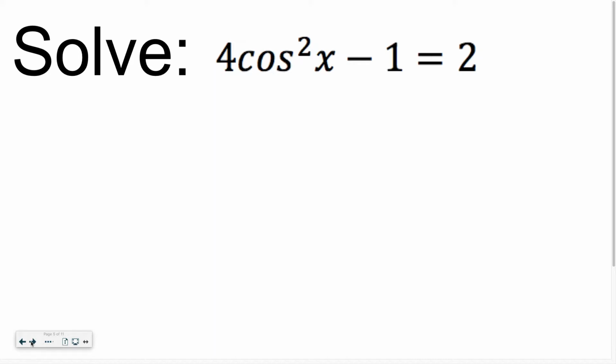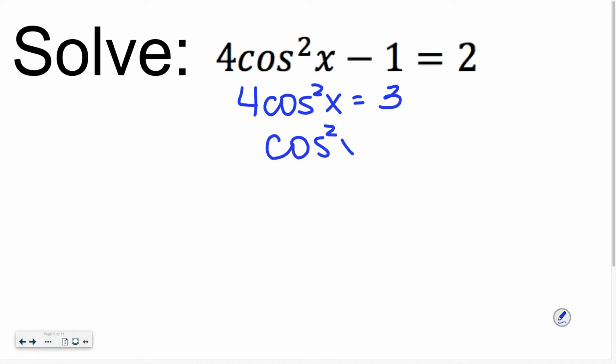So think about how you would solve the equation for x squared minus 1 equals 2. How would you solve that? You would add 1 and then divide by 4, wouldn't you? Well, let's do that. Let's add 1 and divide by 4.